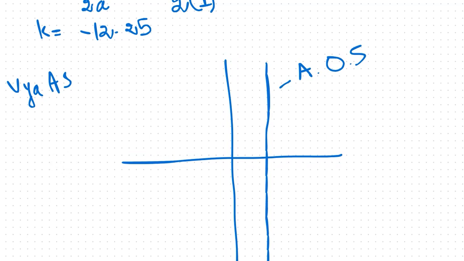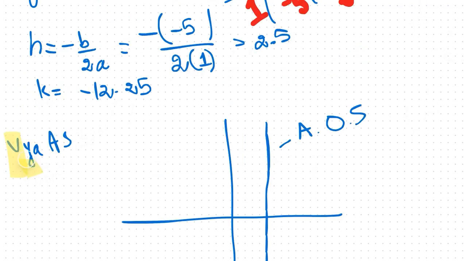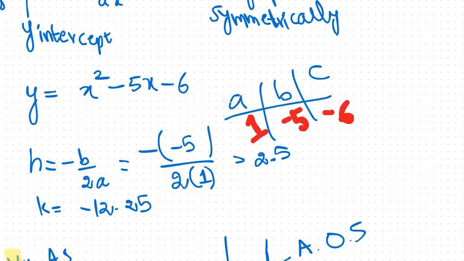So we just found the vertex, right? What is the next thing to spot? The y-intercept. How do you know where the y-intercept is? To find the y-intercept, x is equal to 0, or directly speaking, the c value is the y-intercept. How much is c? C is -6, right?